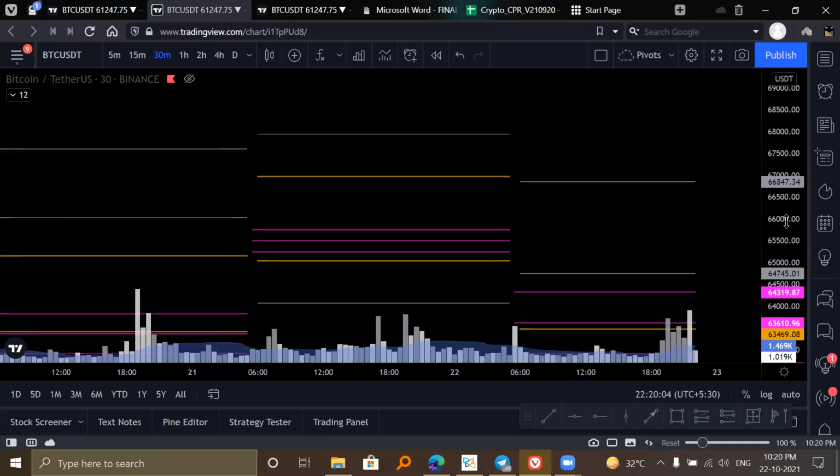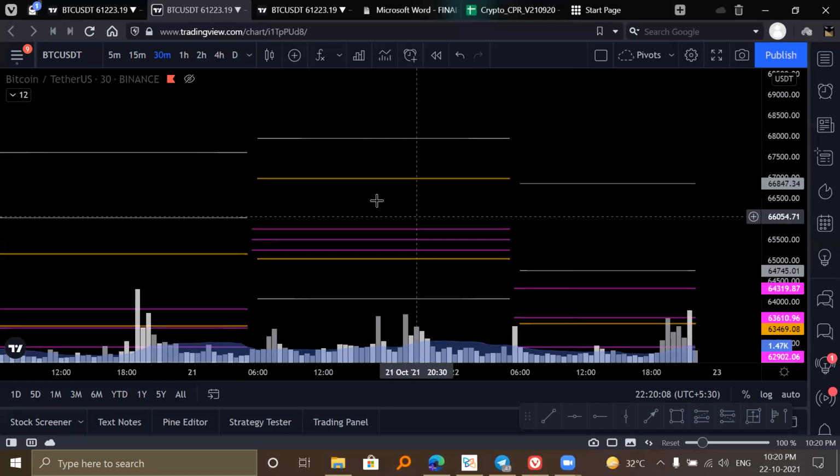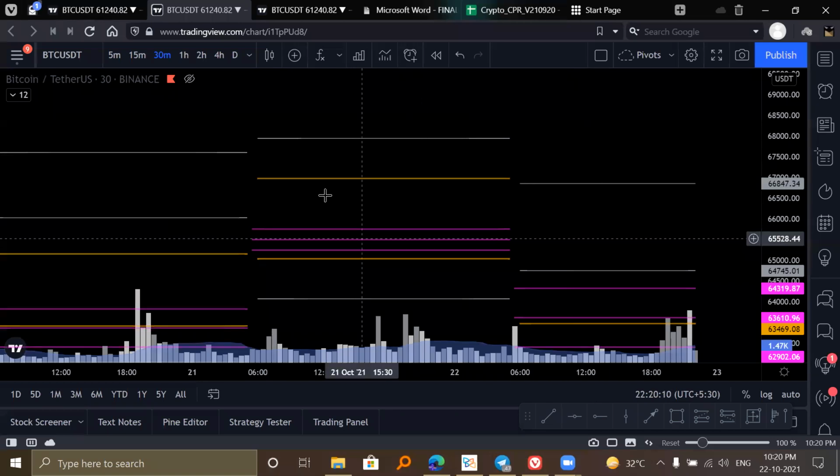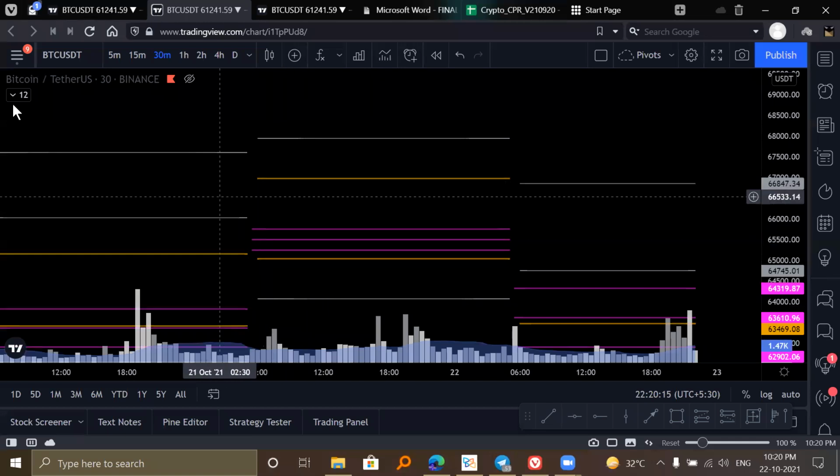Then I was going through these yellow lines. Yellow lines, if they are above the CPR, will be prefixed by H. This is known as H3.